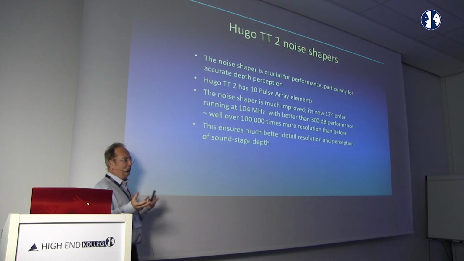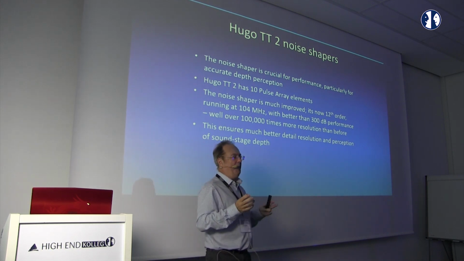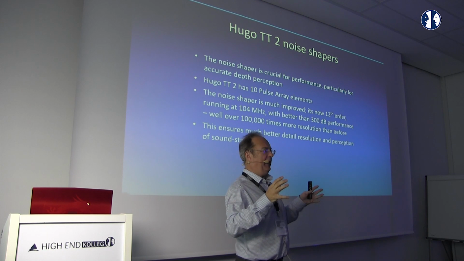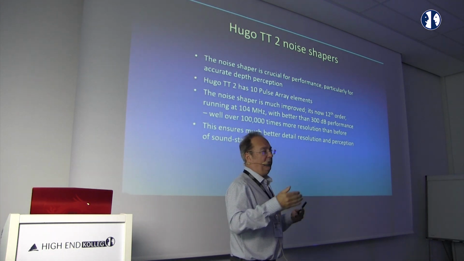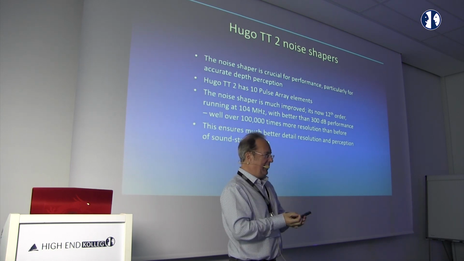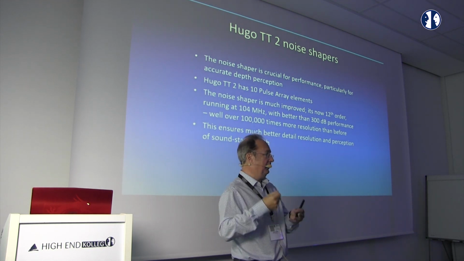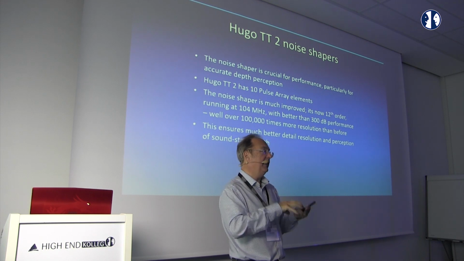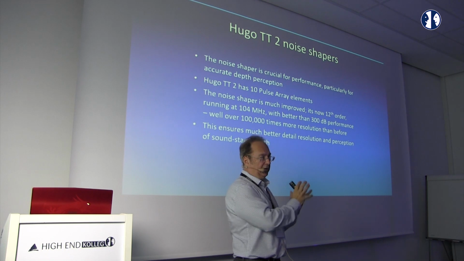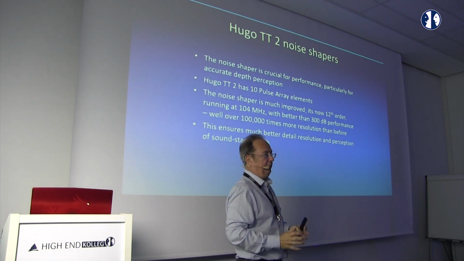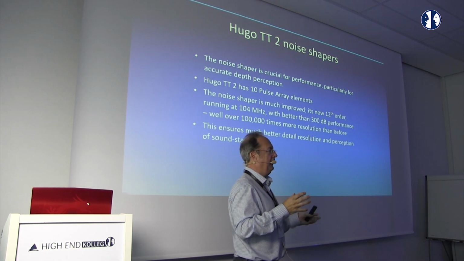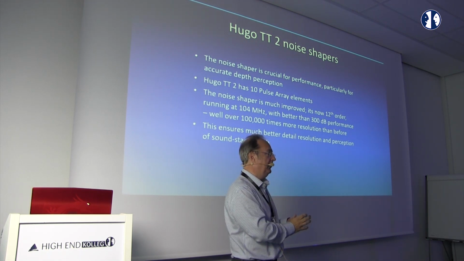So the noise shaper. What is a noise shaper? What happens with a noise shaper is it takes your 32-bit digital data, in my case running at 104 megahertz, and converts it down to a level that can be used to switch individual switches, or in my case, individual elements within the Pulsar array output. So you're converting 32 bits down to 5 bits. And it needs to do that so there's no change in performance in terms of the audio performance.